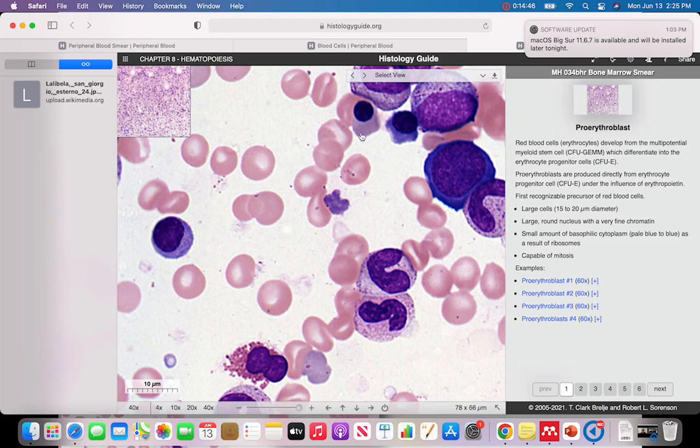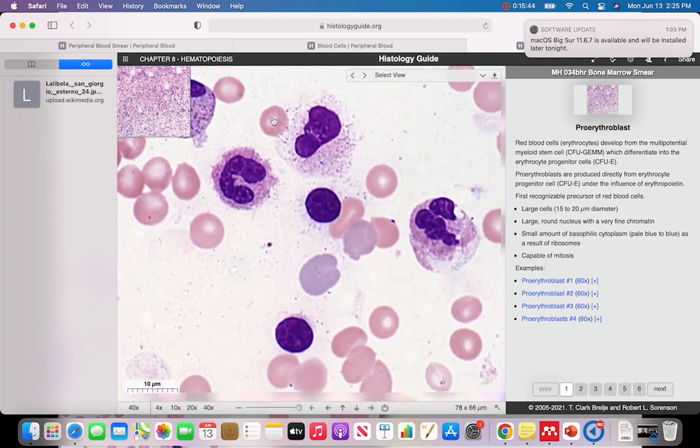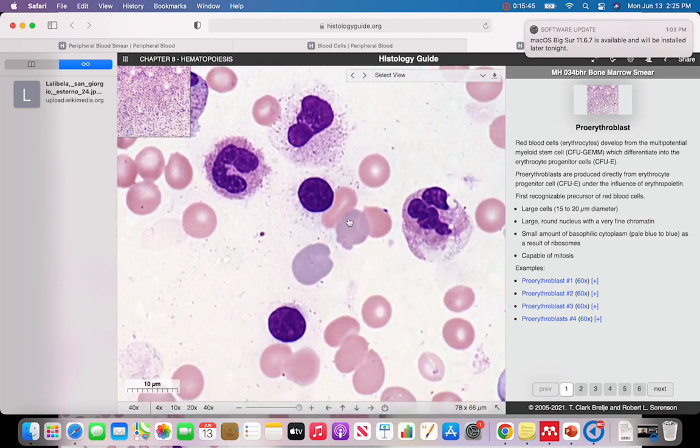And when this normoblast extrudes the nucleus, it becomes a reticulocyte. So you can see it here. These are reticulocytes. And the reticulocyte contains ribosomes, so it's lightly basophilic. When it loses these ribosomes, it becomes very eosinophilic and it becomes a mature red blood cell.